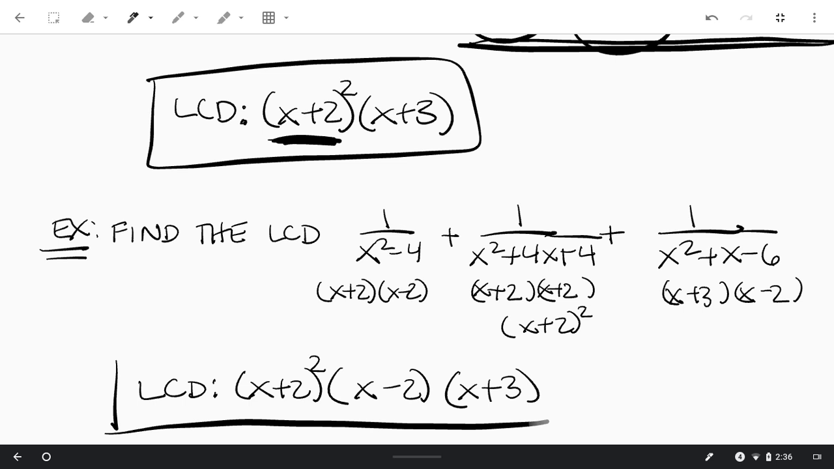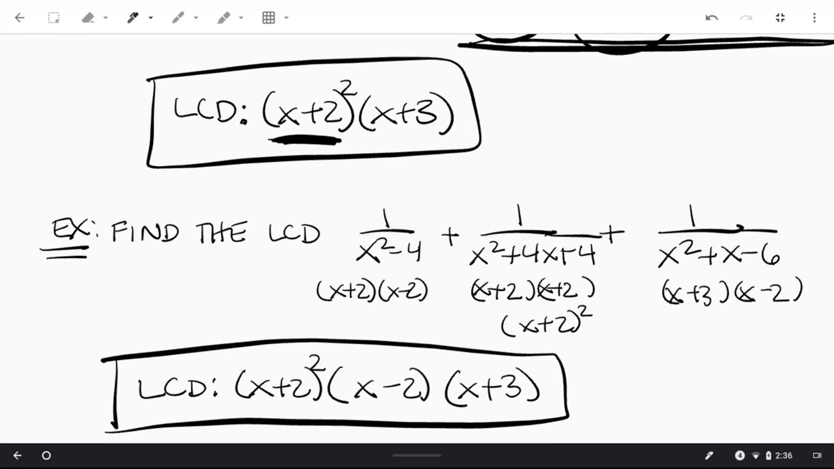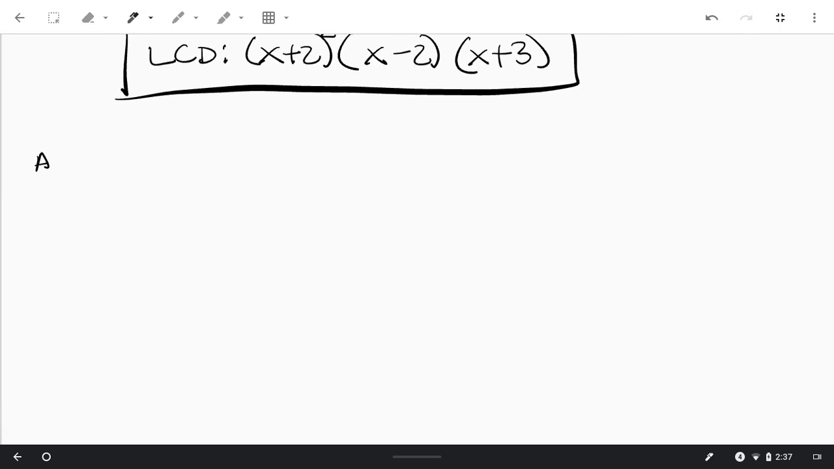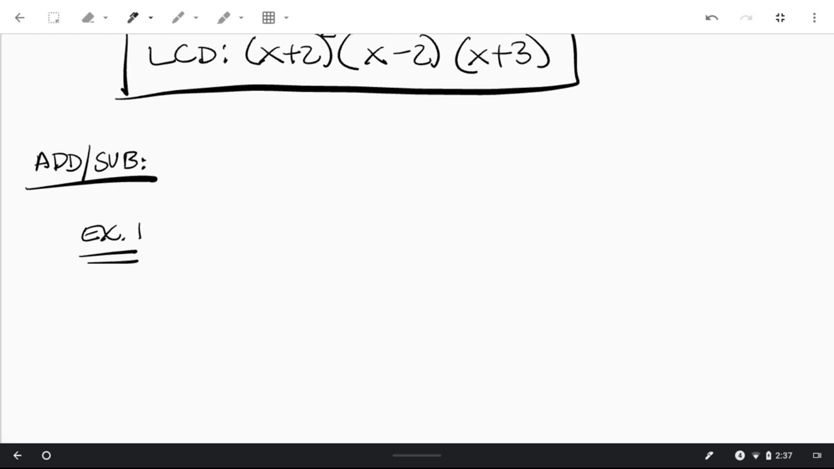All right. So hopefully you understand how to find the LCD now. If not, again, just message me and I can go over some examples for you. Okay. So let's go ahead and take a look at how to actually add and subtract. Okay. So add, subtract. Okay, so let's do this first example here. All right, let's do 3 over x minus 1 plus x over x plus 2.